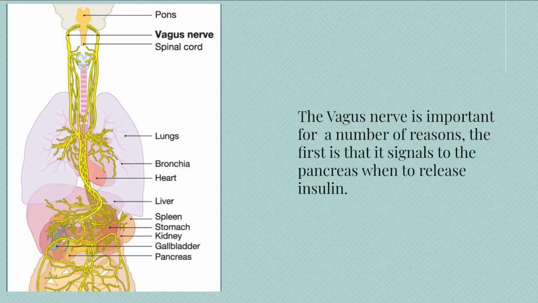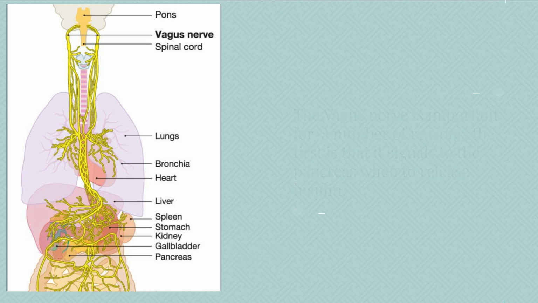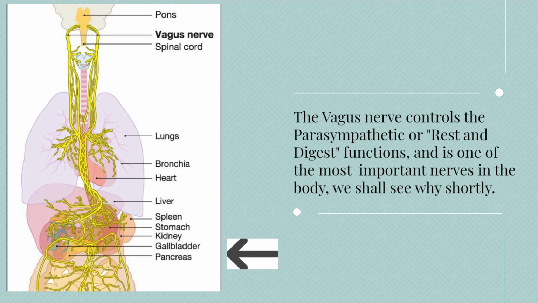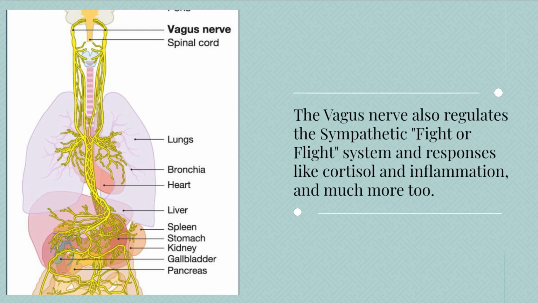The vagus nerve is important for a number of reasons. The first is that it signals to the pancreas when to release insulin. The vagus nerve controls the parasympathetic or rest and digest functions, and is one of the most important nerves in the body. We shall see why shortly. The vagus nerve also regulates the sympathetic fight or flight system and responses like cortisol and inflammation, and much more too.